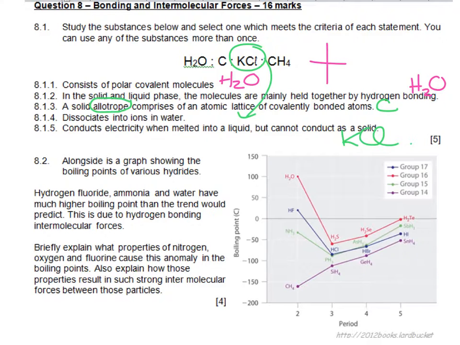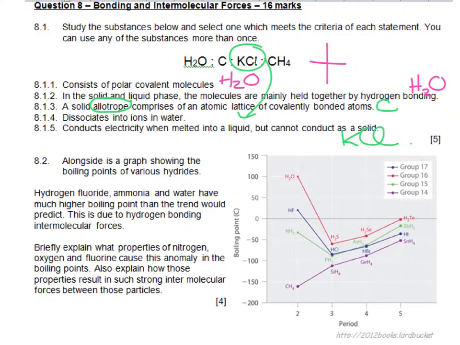Alongside is a graph that shows the boiling point of various hydrides. Hydrogen fluoride, ammonia, and water have much higher boiling points, and this was in your previous paper, so you should have really got this clear. This is due to hydrogen bonding. Briefly explain what the properties are of those three that cause the anomaly. You can't just tell me that there is an anomaly, I can see that. Also explain how those properties result in such a strong intermolecular force between the molecules.